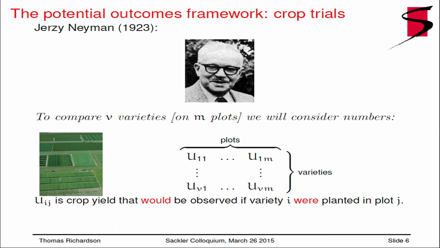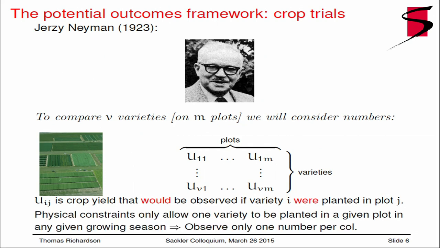And Neyman says, let's think about this as there being a matrix of numbers, with, in Neyman's notation, columns corresponding to plots and rows corresponding to varieties. Conceptually, we have this matrix, and the U_ij entry is the crop yield that would be observed if variety i were planted in plot j. But we have physical constraints. We can only plant one variety in a given plot. Consequently, we're only ever going to get to observe one number in each column. If we decide to plant variety one in plot one, we get to observe this number. If we plant the Vth variety, we get to observe this number, and so on.